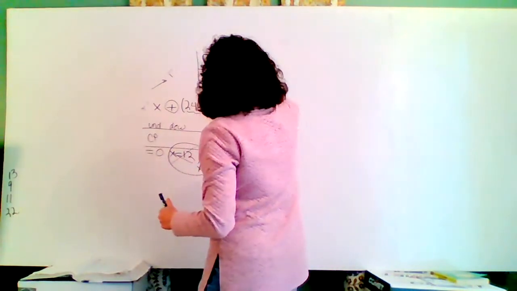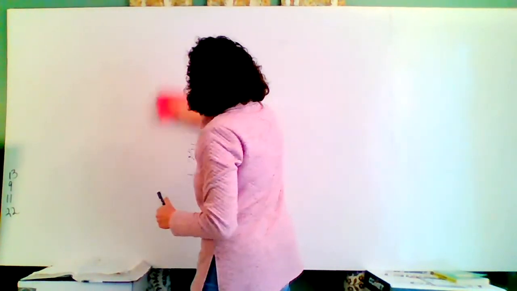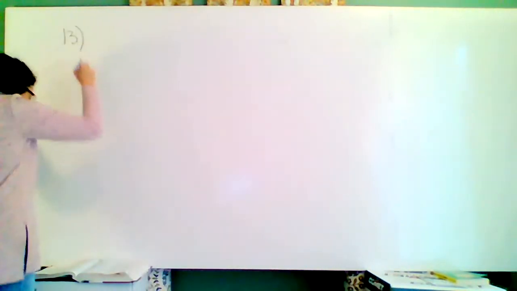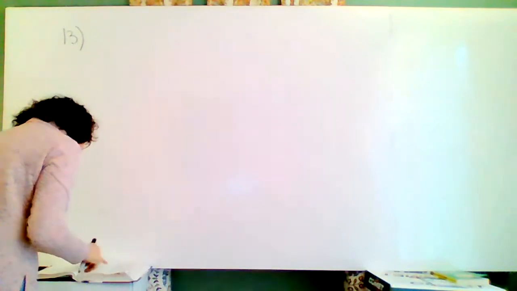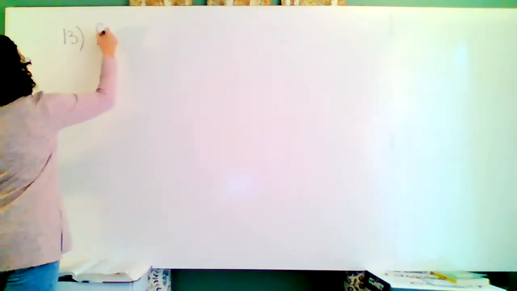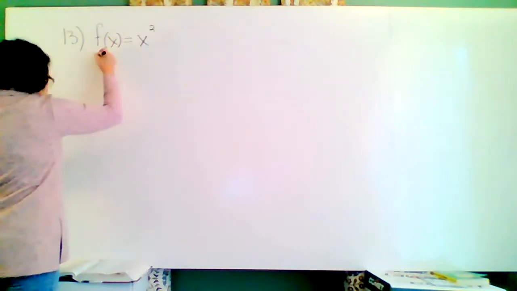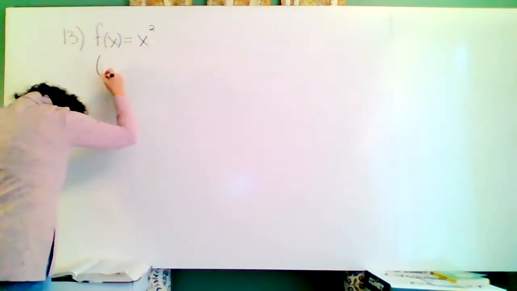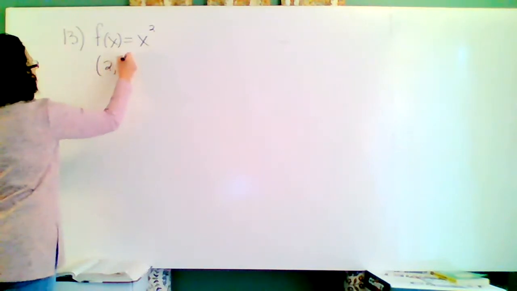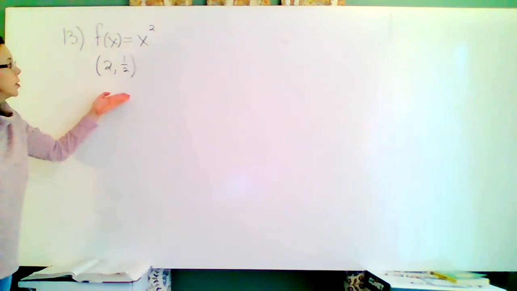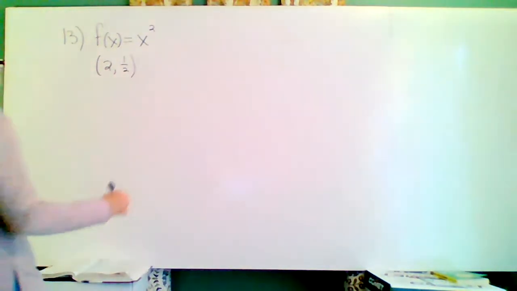Okay. So I'm going to draw myself a picture on number 13. They are giving us on 13, f of x equals x squared. So we know what that looks like. And they also give us the point 2 and 1/2. Notice this point obviously is not on this graph, right? When I put in a 2, I get a 4, right? This is 2 comma 1/2.